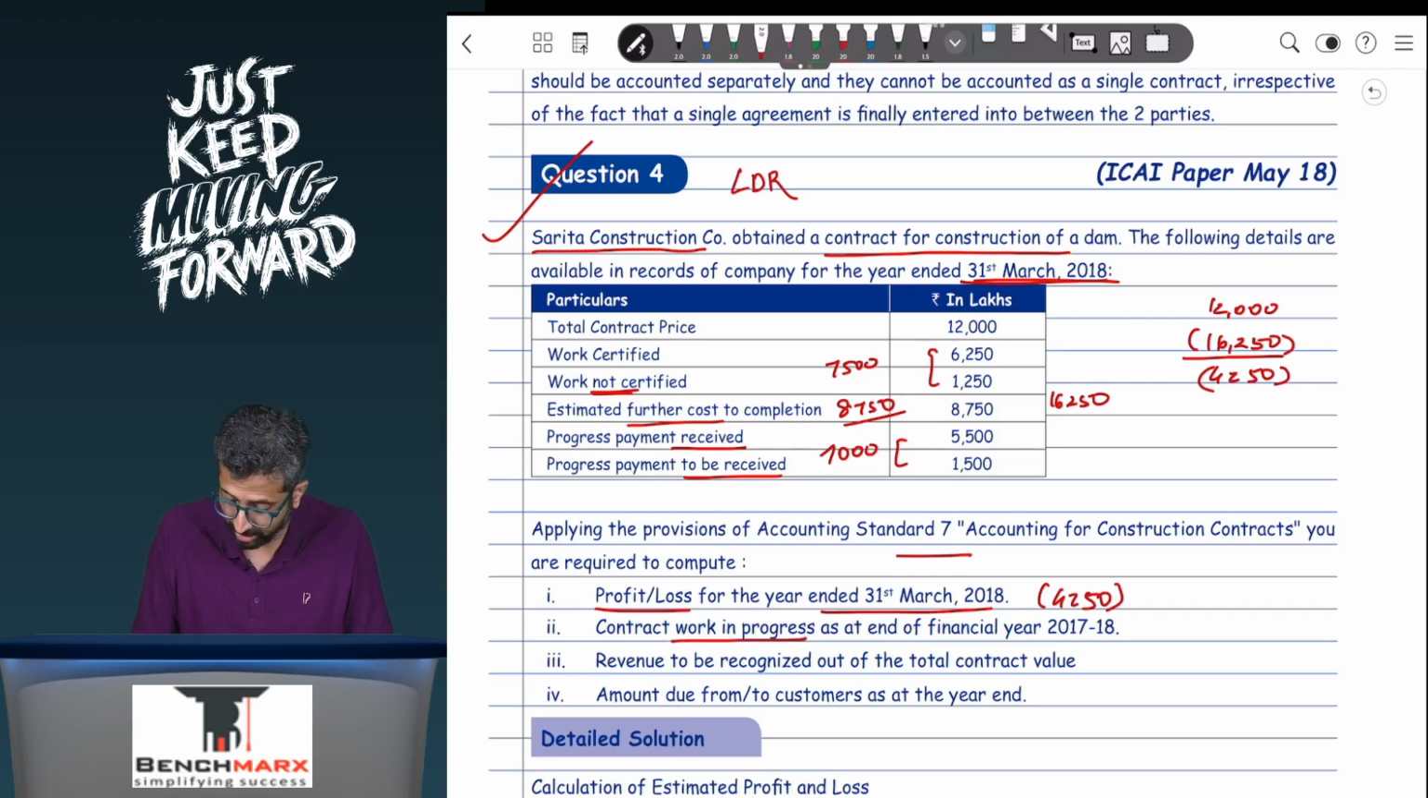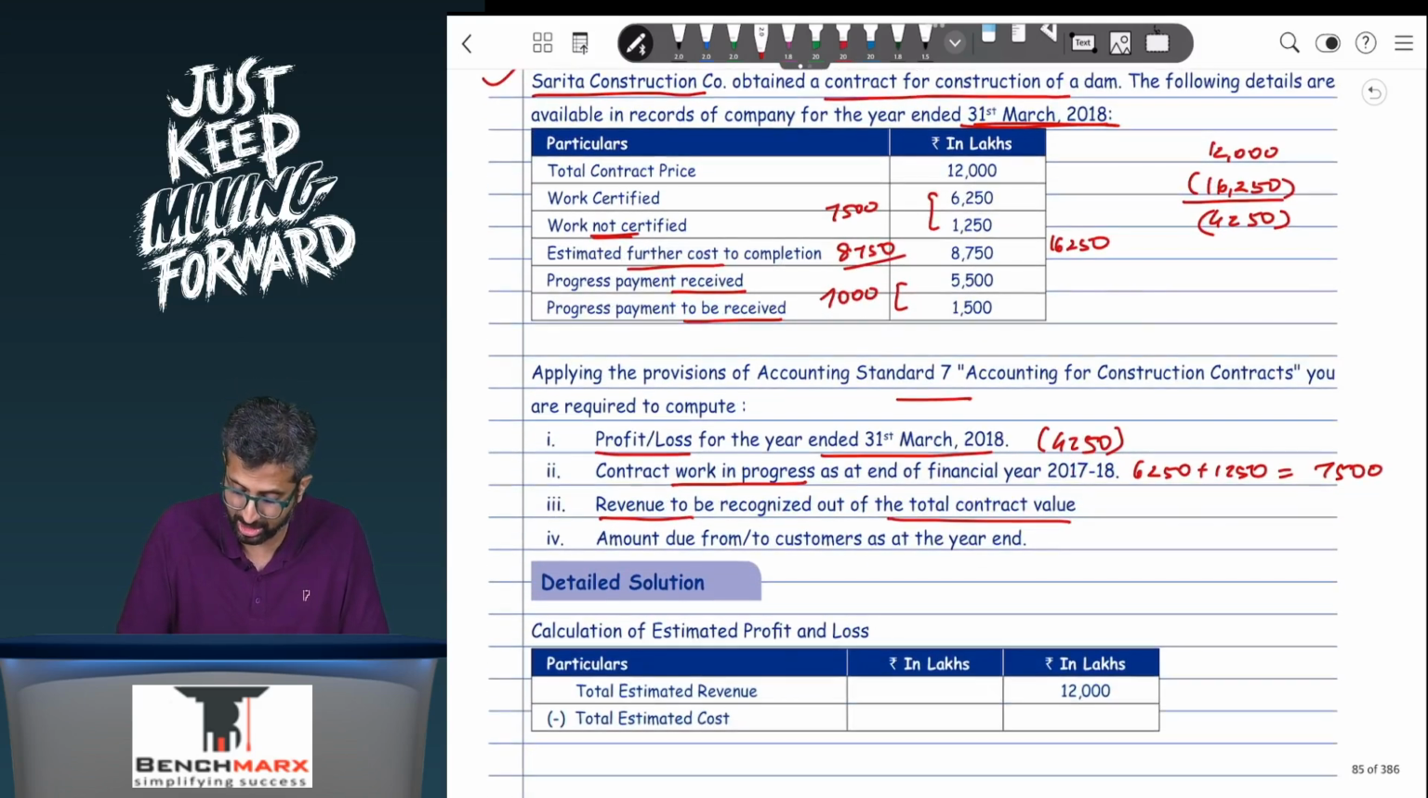Contract work in progress at the end of the year. Work in progress is calculated based on the cost incurred. The project is not complete and hence it is still work in progress, but work in progress is calculated based on cost incurred, irrespective of how much cost is yet to be incurred and irrespective of whether the cost incurred has been certified or not, and hence this will be 6250 plus 1250, which is equal to 7500, which will be the contract work in progress. Point 3 is the revenue to be recognized out of the total contract value. Well, this has to be based on the stage of completion.